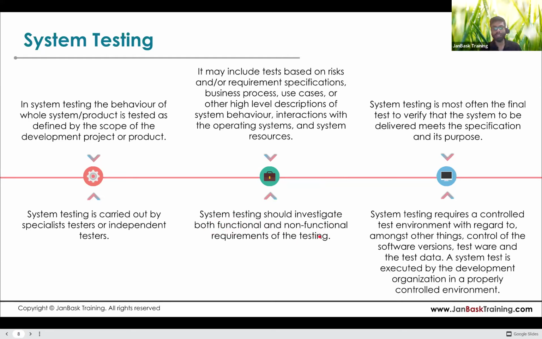So what is functional system testing? Functional system testing is basically checking the functionality of the application, whether the application is functioning properly or not. That is done by functional system testing. What do I mean by that? Suppose I want to purchase a laptop from amazon.com. Whether I am able to purchase the laptop or not, that is functional system testing.